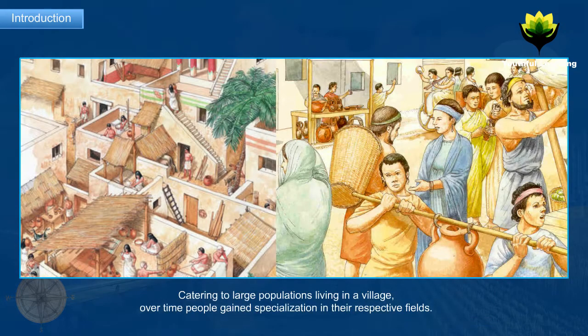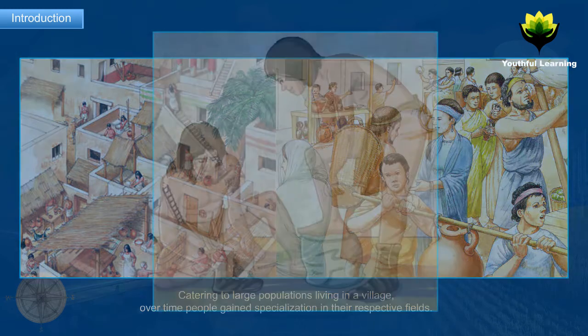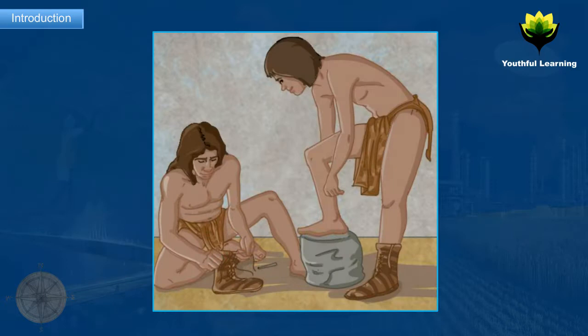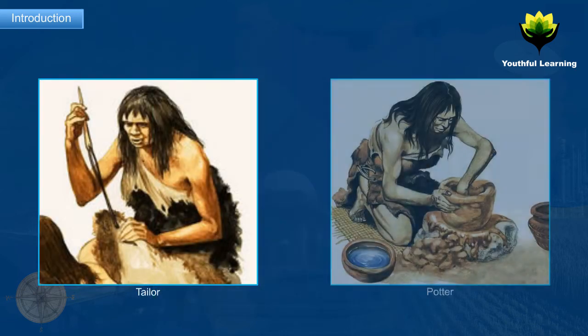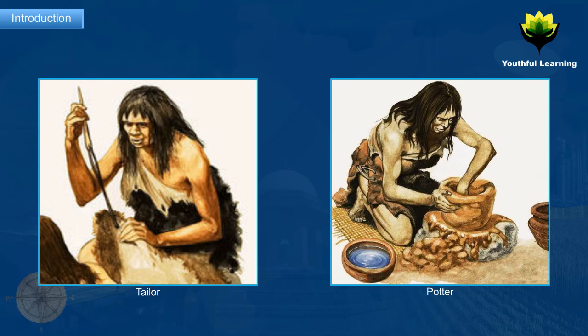Catering to large populations living in a village, over time, people gained specialization in their respective fields. For example, someone good at repairing shoes, over time came to be known as the cobbler of the village. In this way, various occupations like tailor, potter evolved over time.